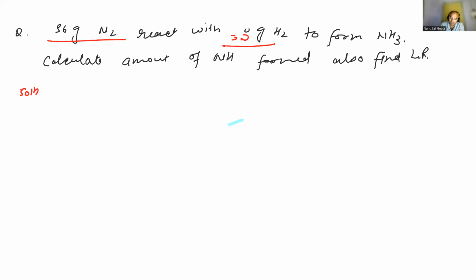The balanced equation is understood. Here in the solution, you write N2 plus H2 going to 2NH3, because here nitrogen is 2, so I multiplied by 2. Now you can check hydrogen is 3 to the 6, so you can multiply by 3. Okay, now step number 1: we are calculating the number of moles.